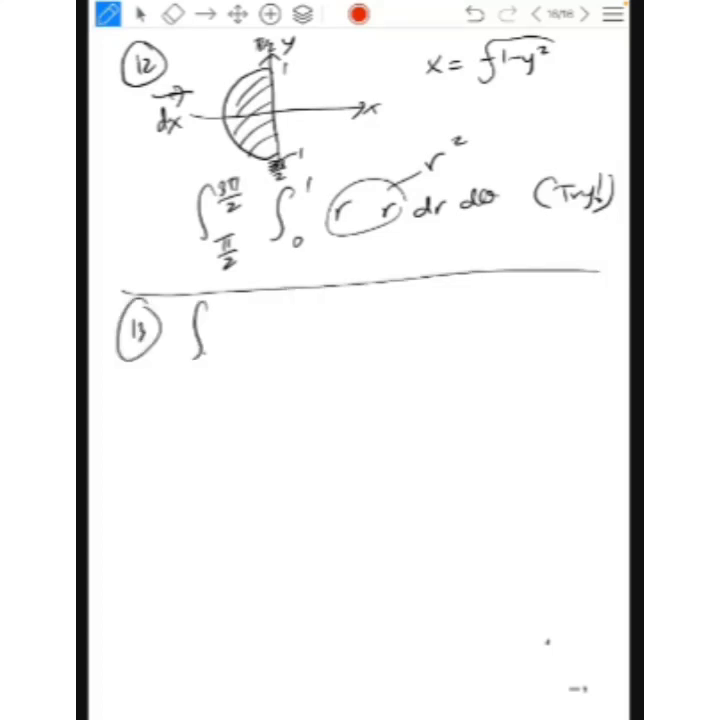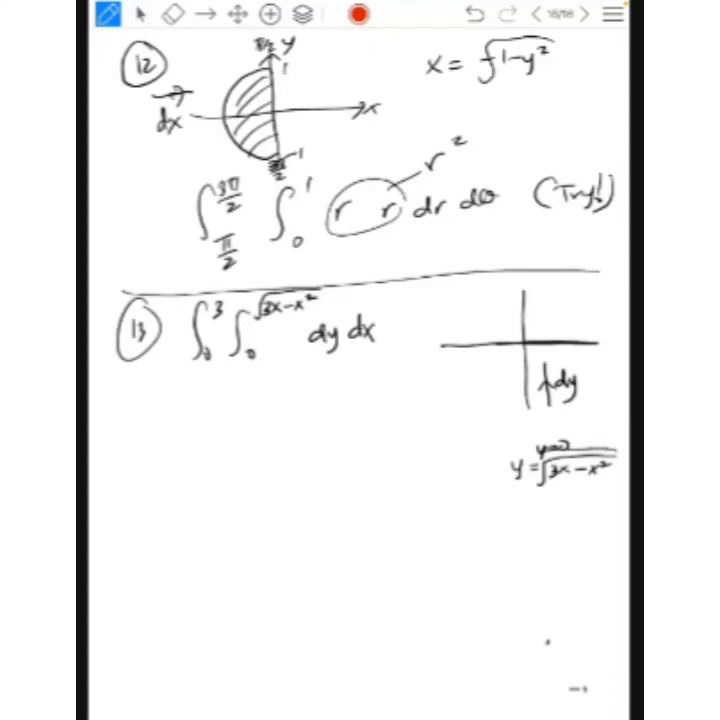Question number 13, the integral from 0 to 3, from 0 to the square root of 3x minus x squared, dy dx. Okay, so again, we sketch first. Sketching works towards dy, so dy from the bottom, it will find y equals to 0, which is this one, y equals to 0 until y equals to the square root of 3x minus x squared.